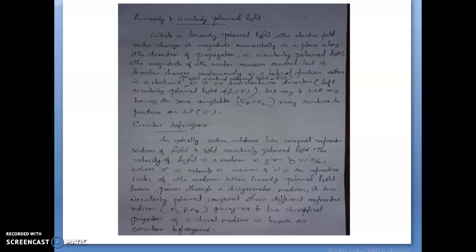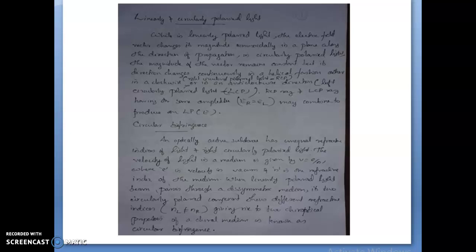Next we are going to look at circular birefringence. An optically active substance has unequal refractive indices for left and right circularly polarized light. That means when linearly polarized light passes through an optically active substance, what will happen? The left circularly polarized and the right circularly polarized light have unequal refractive indices.